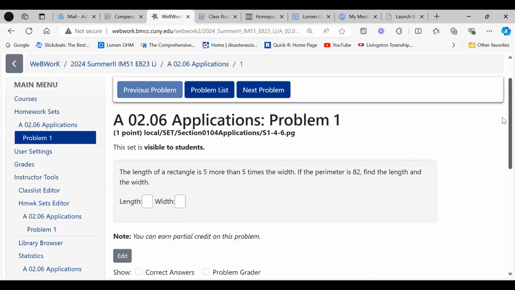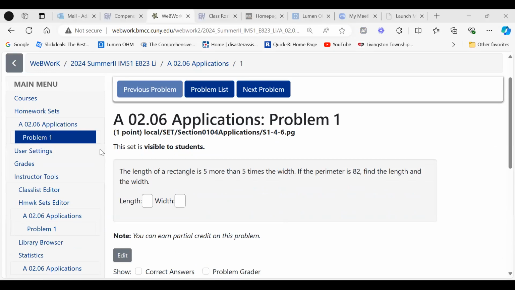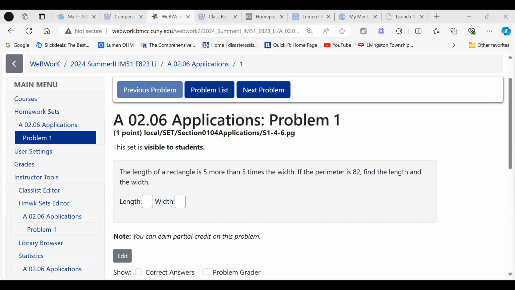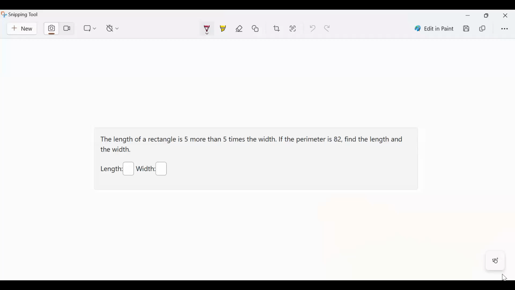First one is about perimeter, right? So we get a rectangle. We'll talk a little bit about the rectangle in terms of perimeter. So let's look at it. First of all, you can draw a rectangle just to visualize everything. The length of the rectangle is 5 more than 5 times the width. So assuming width is W, right? Width is this side. Then we're going to express length.